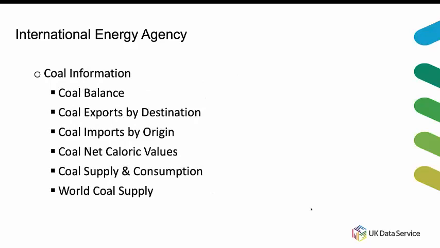Coal information, another six data sets, full balance data for different types of coal and coal products, including manufactured gases. The calorific values used to convert physical tons of coal products into energy. Supply and consumption statistics for different types of coal and coal products, including manufactured gases again, and detailed coal export and import data by country of destination or origin, and again by type of product.